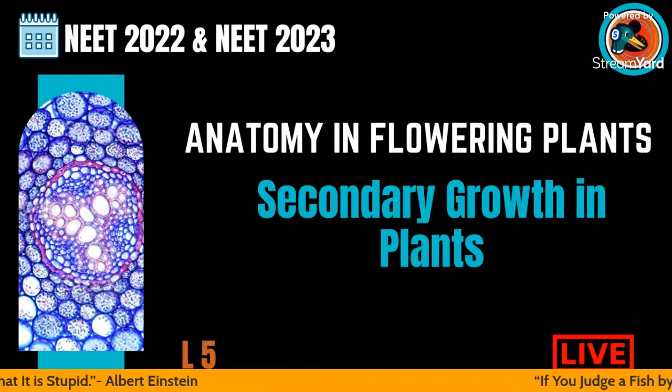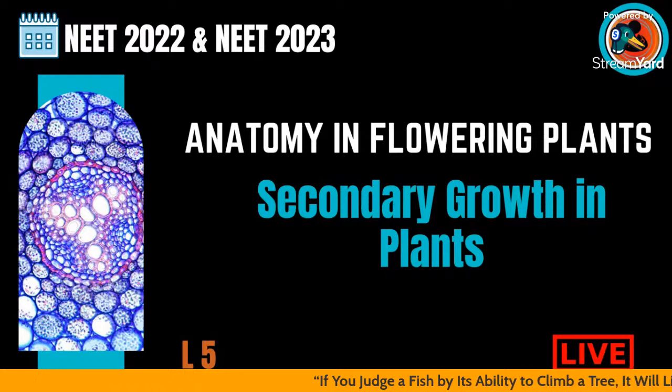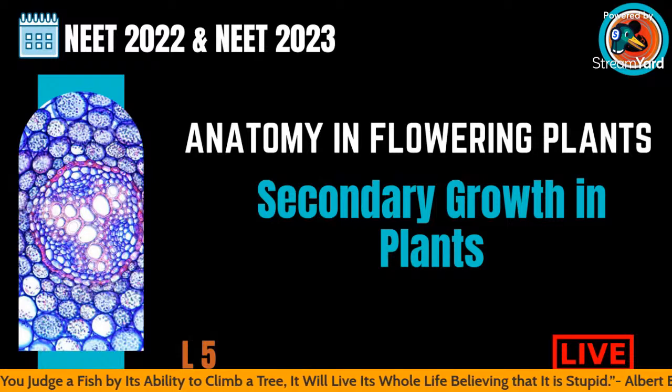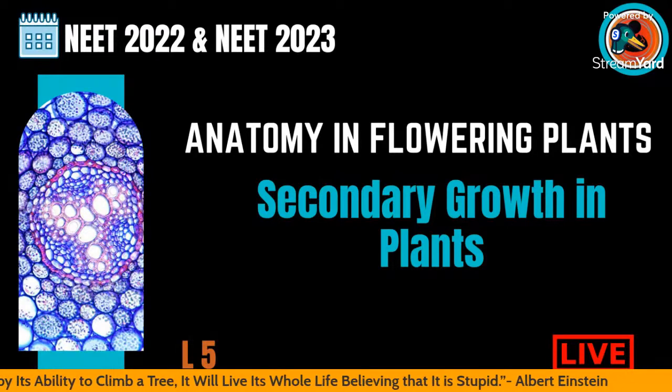And in the fourth lecture, we discussed the anatomy of monocot and dicot stems, roots, and leaves. And this is going to be the final lecture, secondary growth in plants, which is going to be our lecture number 5. We are going to discuss this in our class. So let's move on with today's class.